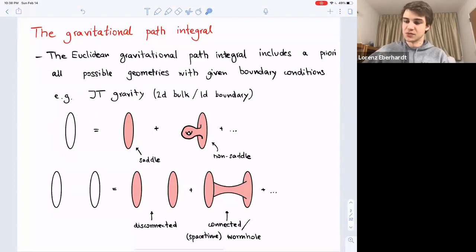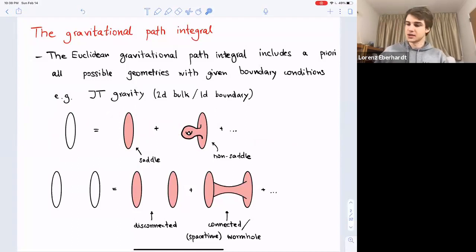And for instance, we can compute the partition function with a circle boundary. Now you can sum over the geometries, so you get the disk partition function, but you get higher genus corrections where the disk has this genus one hole, and of course you get all the higher genus corrections. And in JT gravity you can do that very explicitly.